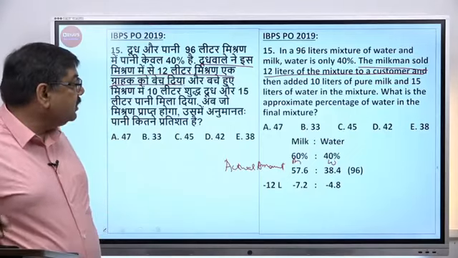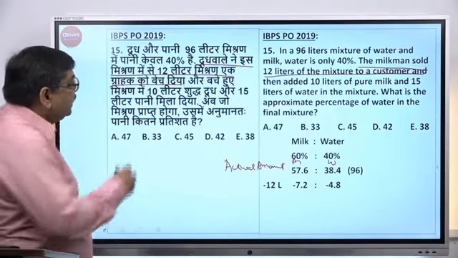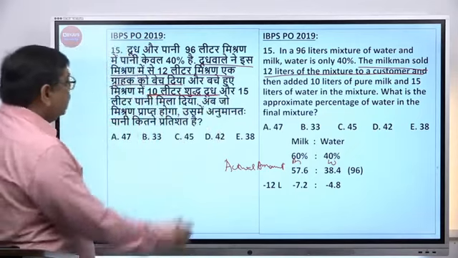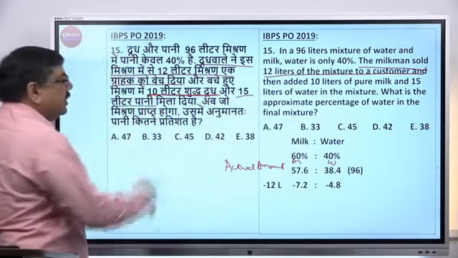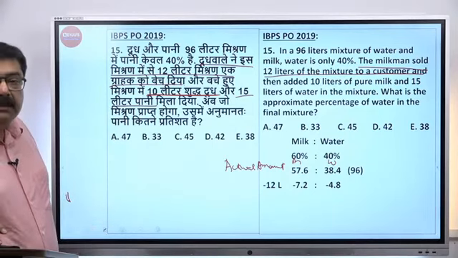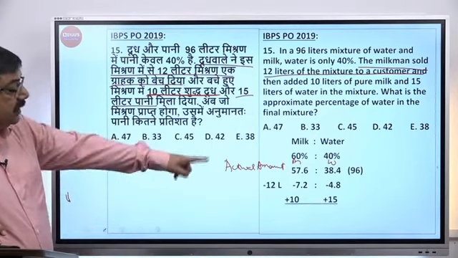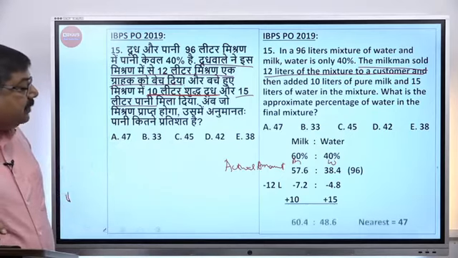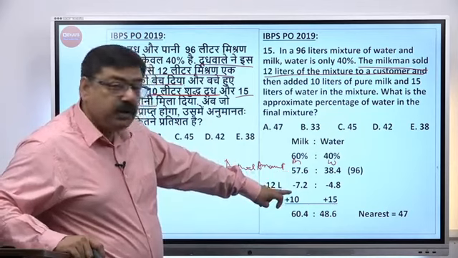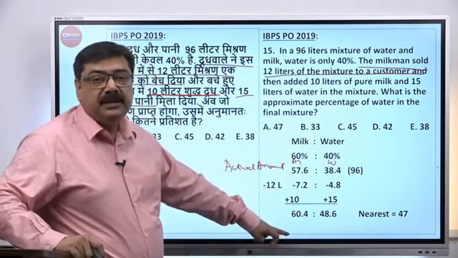But at the same time, what is he doing now? He's adding 10 liters pure milk and 15 liters water. He is adding 10 liters of pure milk and 15 liters of water, he's a rascal, right? So after doing this, if you total it, 57.6 minus 7.2 plus 10, it works out to be 60.4.